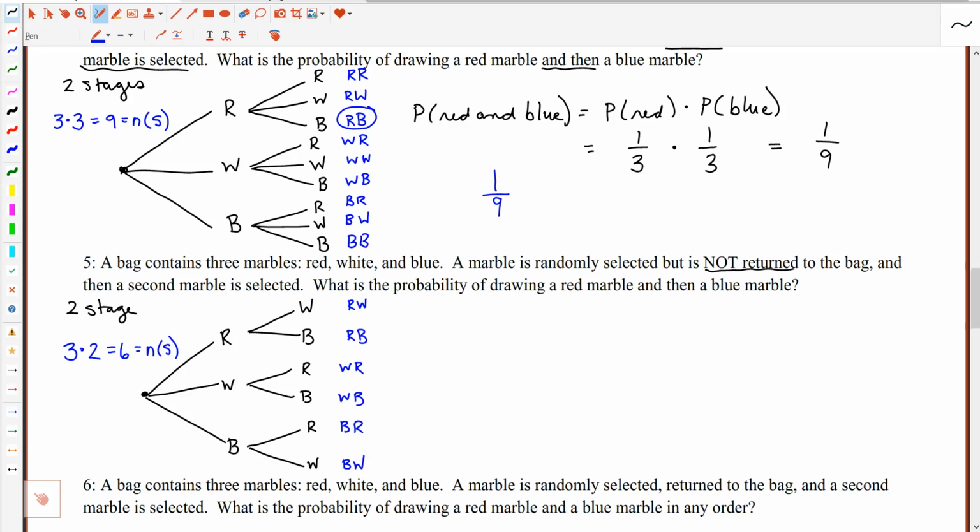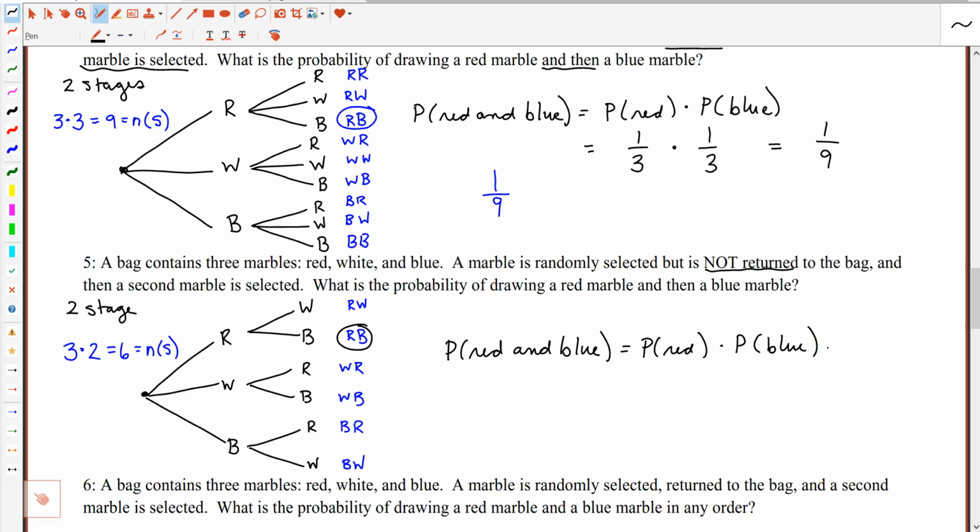So this question is asking what's the probability of it being red and then blue. Now at this point in time you can reason through there are 6 outcomes total in your sample space. Red and blue is going to be this guy right here. So you can reason through it's going to be 1 out of the 6 possible outcomes. Otherwise, pulling it back to the formula, the probability of red times the probability of blue.